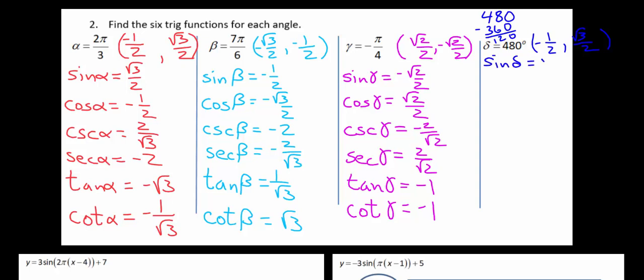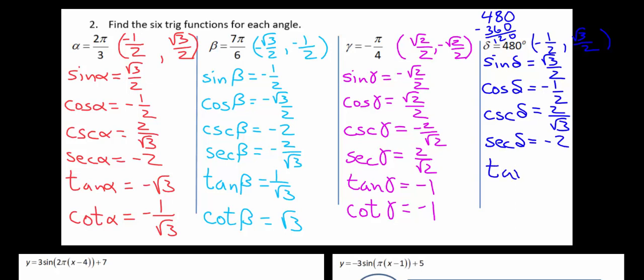sine delta is equal to square root of 3 over 2. Cosine delta, negative 1/2, and then cosecant, the flip, and then secant, and then tangent. Tangent's going to be square root of 3 over 2 divided by negative 1/2, negative square root of 3, and then cotangent is the flip of that.